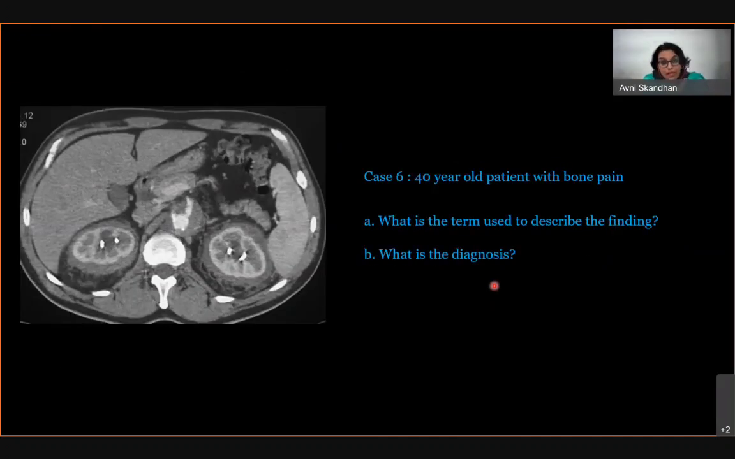So, okay, this is a 40-year-old patient, and this patient has bone pain. That's the only history I'm giving you. This patient has bone pain. So what is it that you're seeing? What is your diagnosis? Very good.